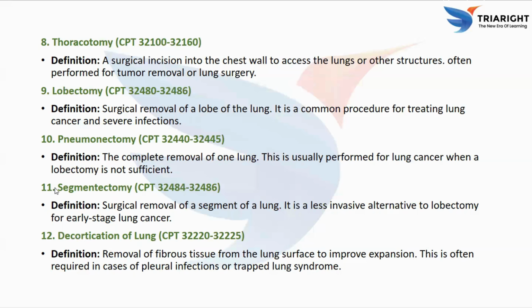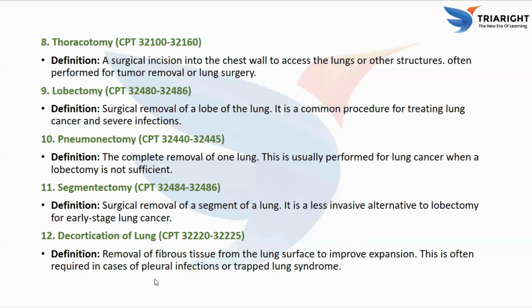And the 11th procedure is segmentectomy. Segmentectomy is a removal of a specific segment of a lung lobe. Why is it done? Because of early stage lung cancer and sometimes to preserve the lung function. So segmentectomy is always a lesser procedure than lobectomy, and lobectomy is always a lesser procedure than the pneumonectomy. So this is a lung sparing surgery.